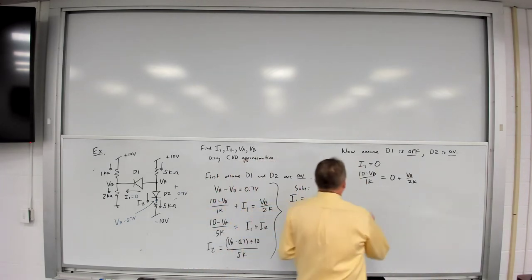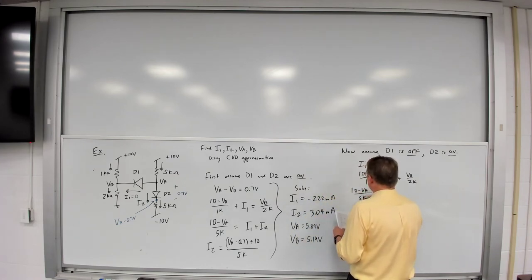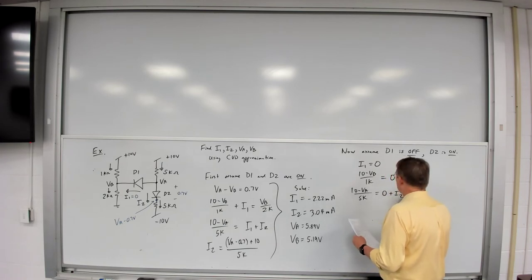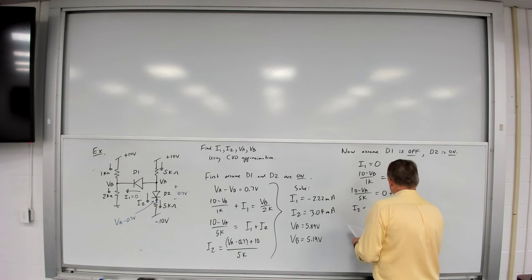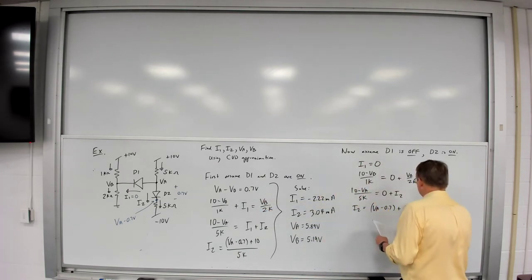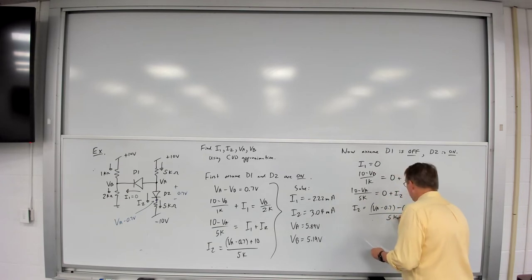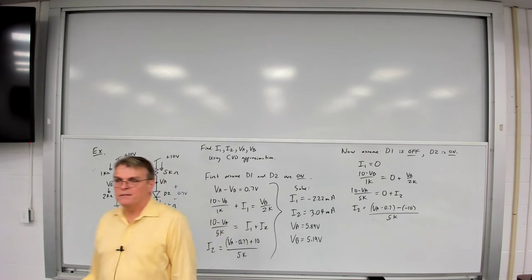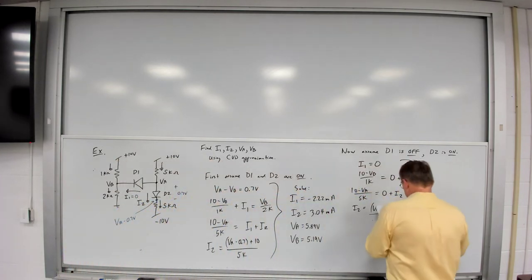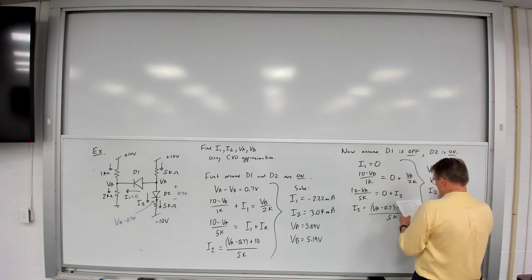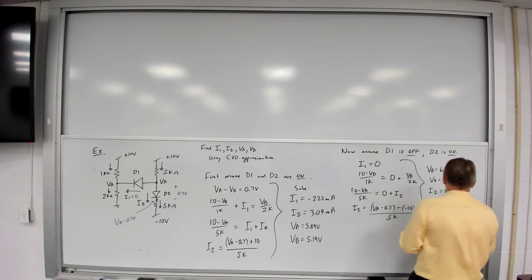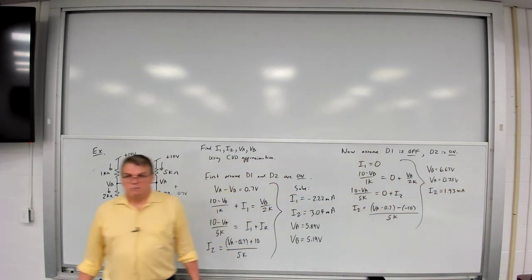And (10 minus VA) over 5K is equal to 0 plus I2. And once again, I2 is equal to (VA minus 0.7 plus 10), or I can just say minus negative 10 to be a bit more explicit, divided by 5K, and once again I can solve. And if I solve now, what I will get is that VB is equal to 6.67 volts, VA is equal to 0.35 volts, and I2 is equal to 1.93 milliamps. Okay, is D2 still on?